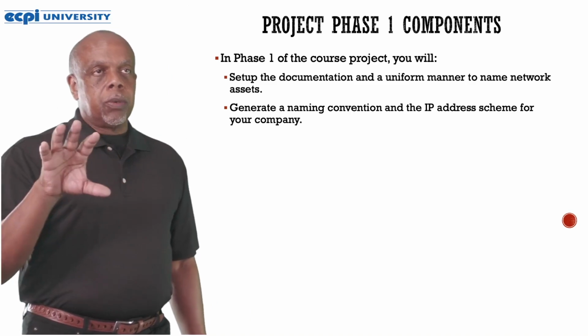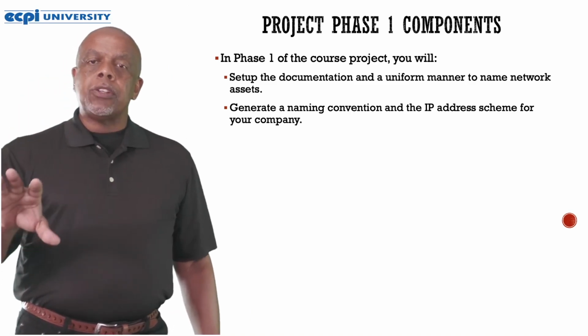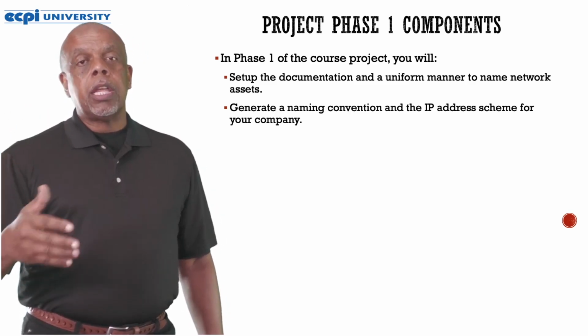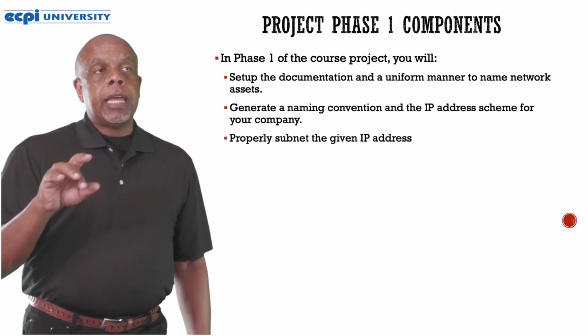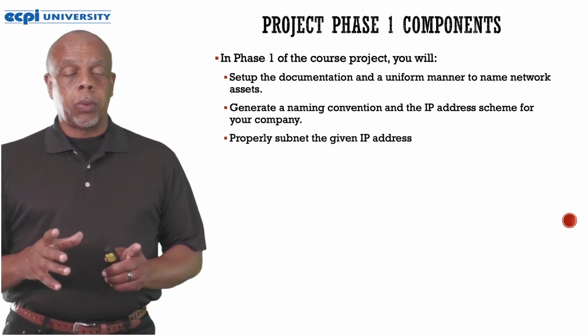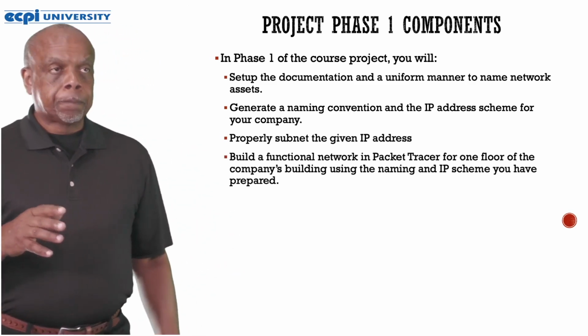So you're going to generate your naming convention and your IP address schema for the company. That way, as we build on it, you'll have an IP address schema that's going to work for you throughout the rest of the project. And then you're going to have to properly subnet the IP address that you're given to work with. That's where we're going to spend some time today showing you how to build this out.